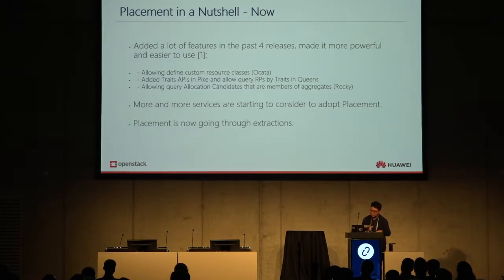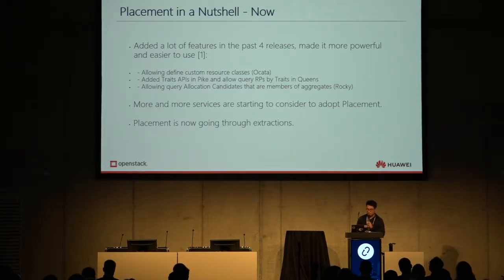This made placement much more powerful and easier to use. Here I just highlighted some features, and I have added the list in the references, so if anyone is interested, you can check. For example, we are allowing users to define custom resource classes, starting from Ocata, and this makes it easy to use the placement service in their own projects, as they can easily model their own resources as custom resource classes in placement.